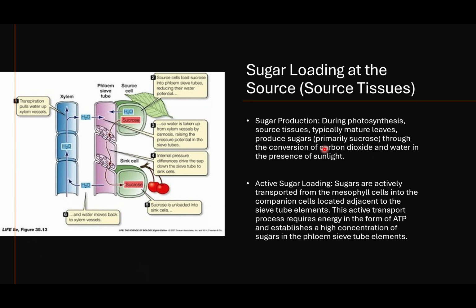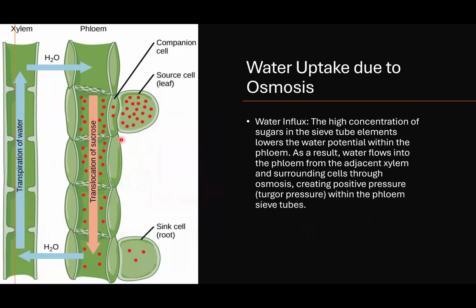So sugar loading, right? We spoke about sugar loading already. We're going to have the active transport of sucrose. I'm going to be referring to it as sucrose or sugars, right? Into the companion cells, and then the passive flow of them via plasmodesmata into the phloem. So we're going to have some amount of translocation there, right? We're going to have water uptake due to osmosis. So we're going to look at how the phloem and the xylem combined create this pressure flow thing, right?